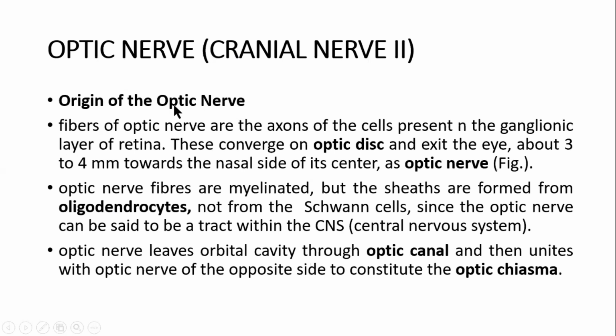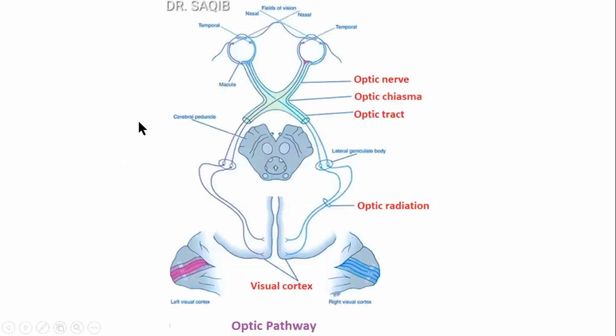And origin of the optic nerve: fibers of the optic nerve are the axons of the cells present in the ganglionic layer of the retina. These converge on the optic disc and exit the eye about 3 to 4 centimeters toward the nasal side of its center as the optic nerve. Right? So I told you and showed you the figure. This is the optic nerve here being formed. Here you could see the optic nerve formation.